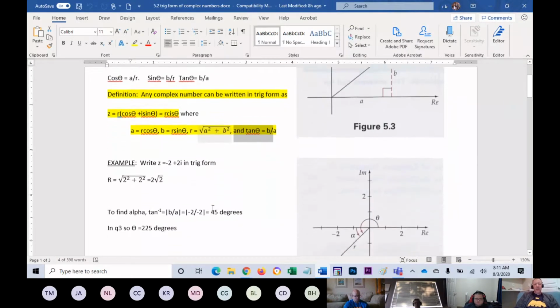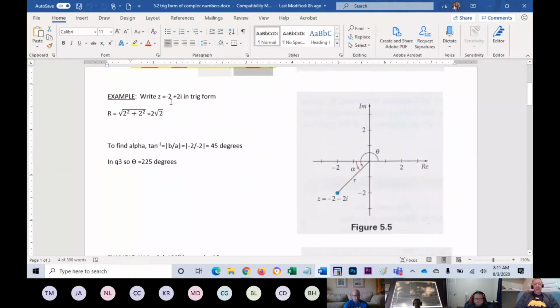Okay? So we can write, for example, z equals negative 2 plus 2I in trig form. So if we're using our numbers here, negative 2, that's going to be your x-axis. So we're going to go negative 2 in this direction. Let's write it as negative 2 minus 2I so it matches my picture. That's going to put us in quadrant 3. So we're going to be down here. If I've got some complex number, negative 2 minus 2I, I'm in quadrant 3.